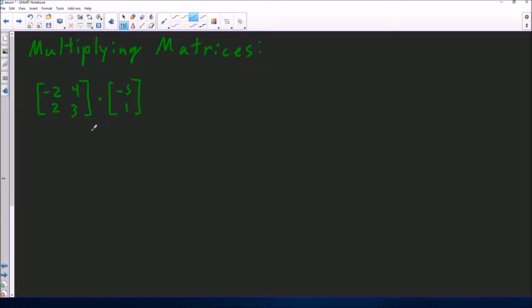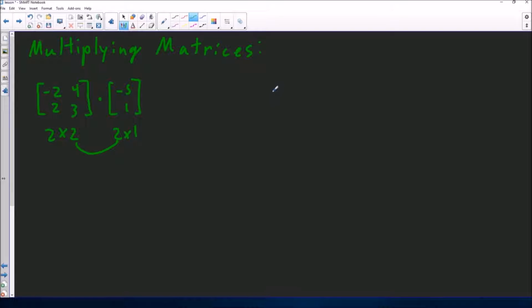So what I do first is I just write down what the matrix is. So this is a 2 by 2 matrix because there's 2 rows and 2 columns. This one is a 2 by 1 matrix because there's 2 rows and 1 column. So what you can do right off the bat is look at these two here. If those two are the same numbers, that means that we can multiply these two matrices together.